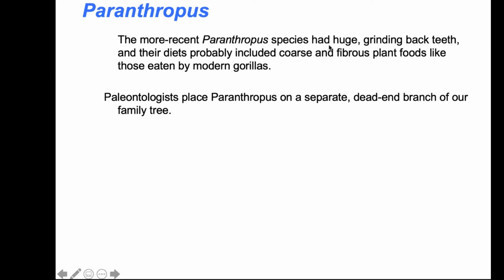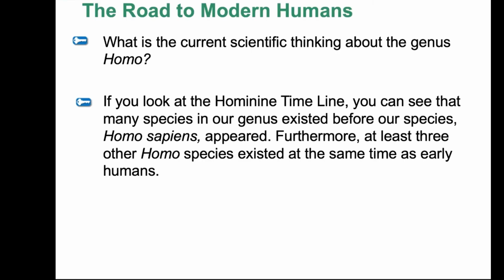So the more recent Paranthropus species had very huge grinding back teeth, very similar to our wisdom teeth, and their diets probably included a lot of fibrous plants, similar to those eaten by modern gorillas. Now, paleontologists place this Paranthropus on a separate dead-end branch of our family tree.